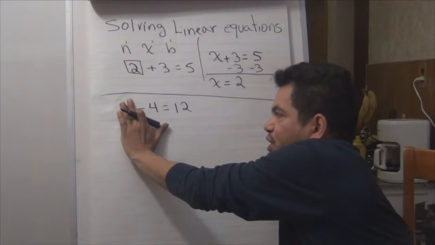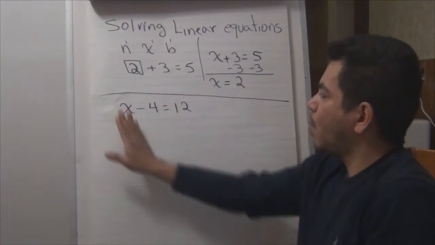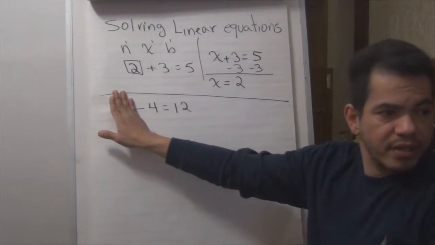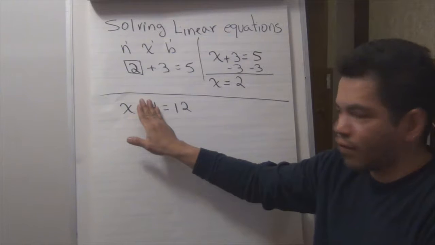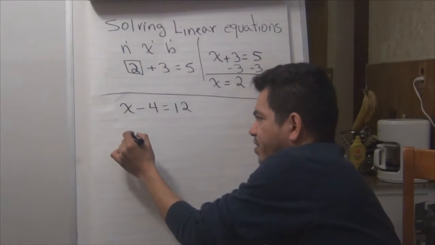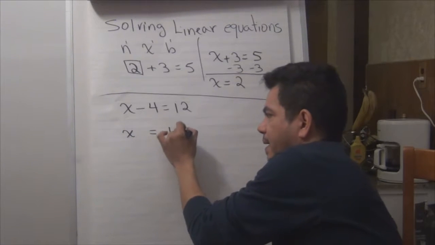So we cover the unknown, the box, and we say, what value minus 4 is 12? Well, the value is 16. 16 minus 4 is 12. So we know that x is going to be 16.